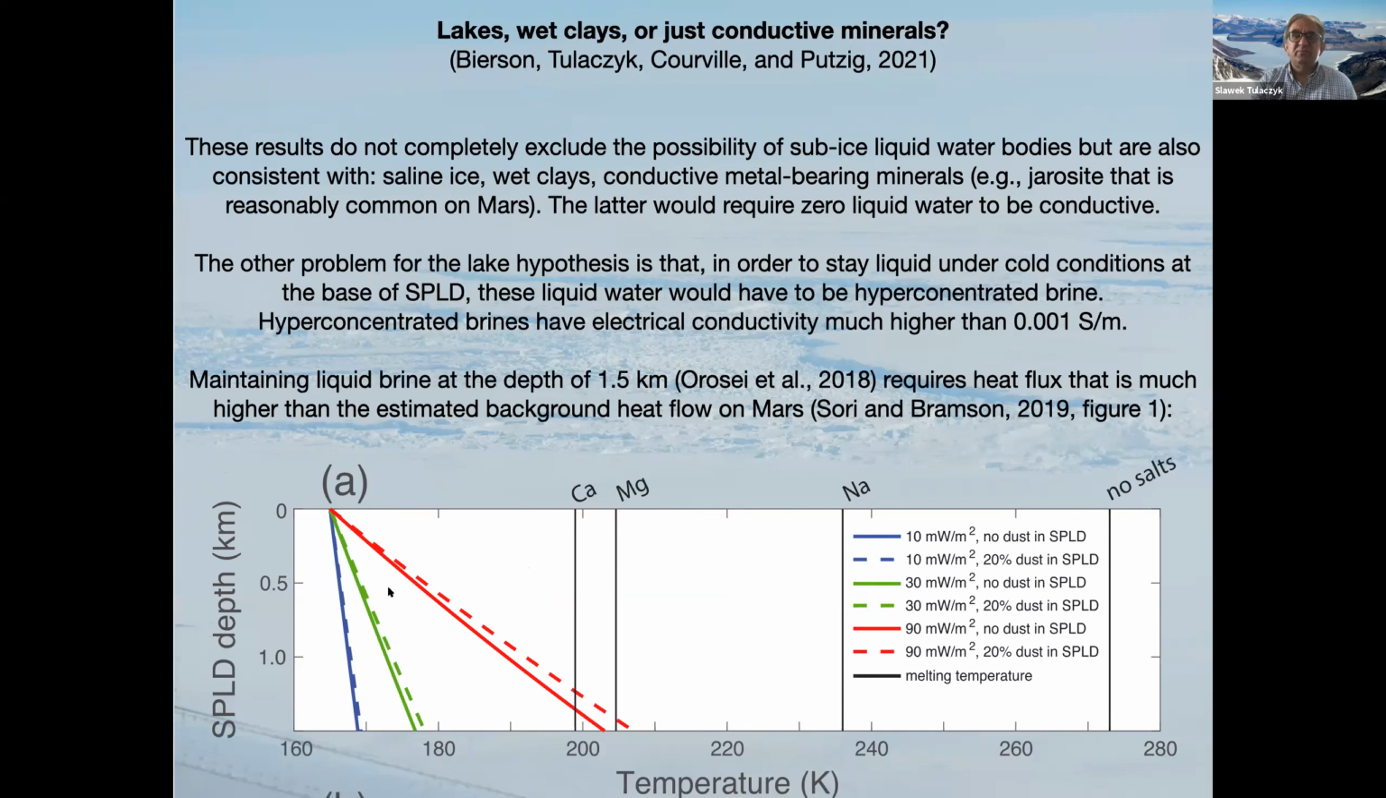So, here is a plot from the Sori and Bramson 2019 paper, where they say that you need about 90 milliwatts per meter squared, which even on Earth is a decent heat flow. But on Mars, you're talking about estimates of background flow being closer to these blue and green lines, which would not allow even very concentrated brines to be liquid.